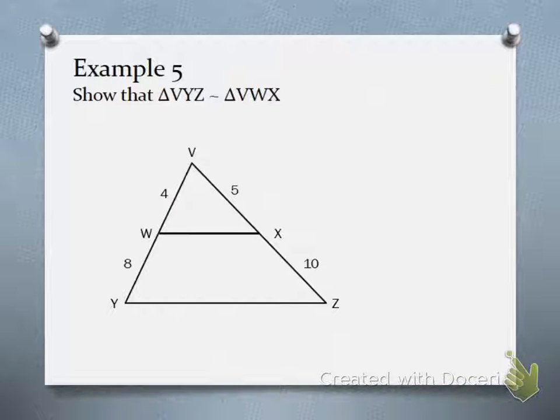Before we wrap up these 7-4 notes with our last couple examples, let's talk about what 7-4 was about yesterday. We talked about 2 new ways to show that triangles are similar to each other. Who can tell me one of those ways?